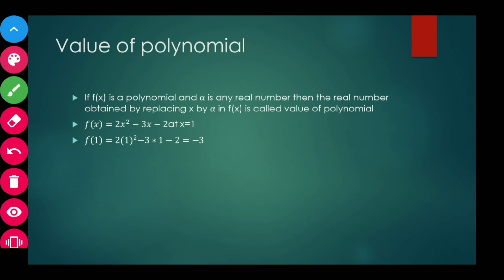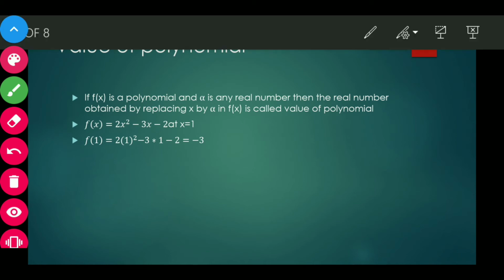Now we will check how to calculate the value of a polynomial at a real number or a real point. Let's see the example here. f(x) is equal to 2x square minus 3x minus 2 at x equals 1. We need to find the value of f(x) at x equals 1. So we will simply replace x with 1 here. So it will become 2 into 1 square minus 3 into 1 minus 2. After calculating we will get minus 3. So the value of f(x) at x equals 1 is minus 3.